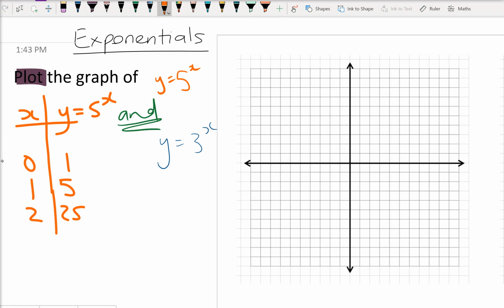Okay, so what would x be? Sorry, if x is negative 1, what would y be? 1/5. Okay, 1/5. Now, if I was to plot those points here, 0, 1, 2, 4, 1, 5, 1/5. That's my graph already. If x was negative 2, what would y be? 1/25.